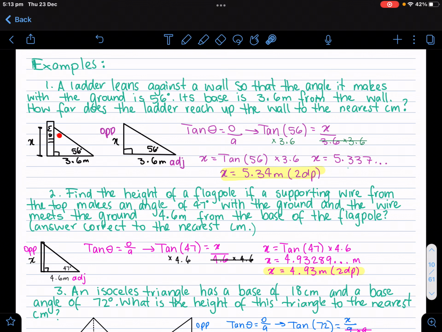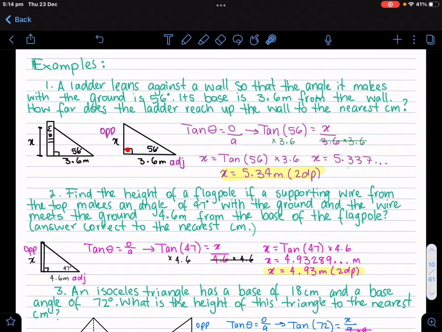It then continues to say, the ladder's base is 3.6 meters from the wall. So there's the ladder's base, and it's 3.6 meters from the wall. The question's asking us, how far does the ladder reach up the wall? So we're trying to find this distance here. Now, if we redraw that as a triangle, a right angle triangle, we can then see the information in the black given there.